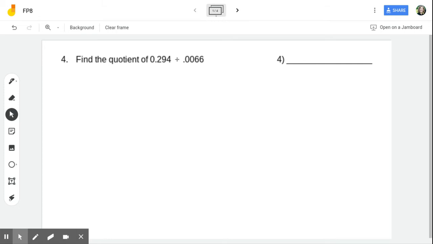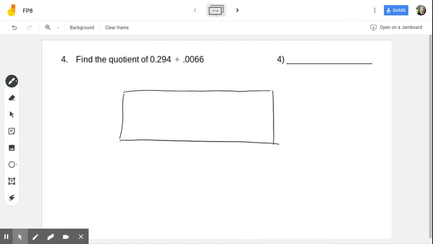I'm going to do some Friday paper questions from Friday paper number 8, which is due actually this Thursday, October 8th. Okay, so first I'm going to do number 4, division problem. I'm going to do the box because some of you really like that. Box and a box.